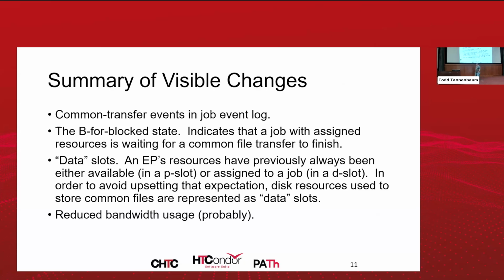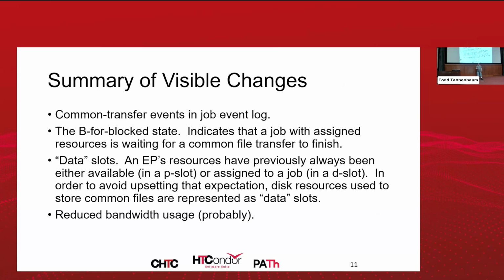Summary of visible changes in 26. Actually, this first one was available in 25 if we're using the testing common files framework. Common transfer events are in the job event log. I alluded to this earlier. There's now a B for blocked state. So if you run condor_q and see some jobs in B state, what that means is they have been assigned resources, but they're waiting for common file transfer to finish.